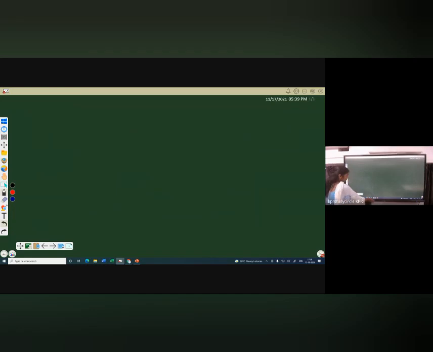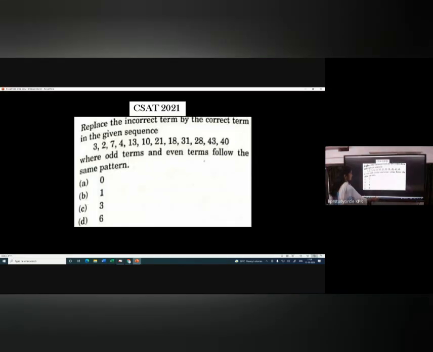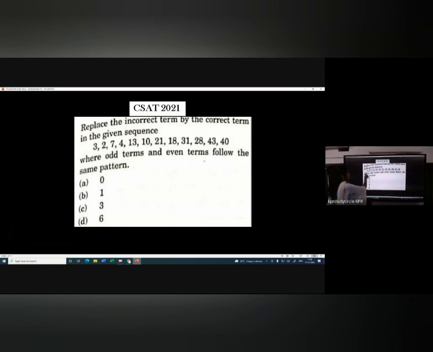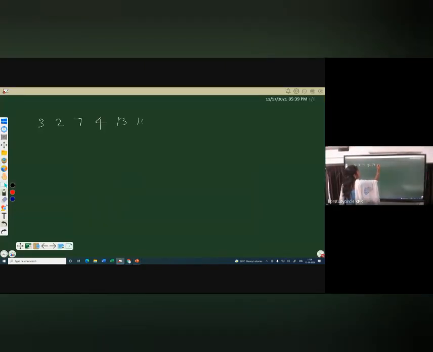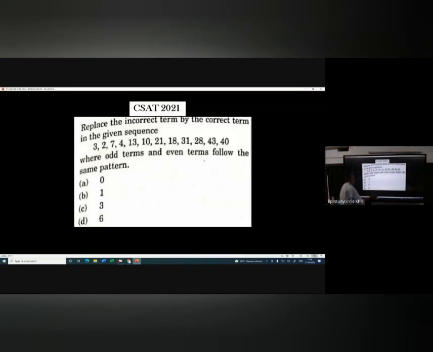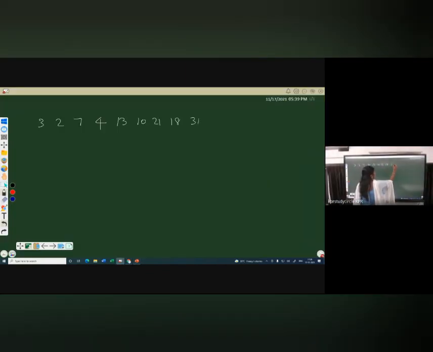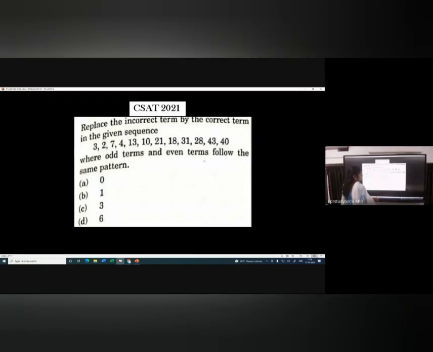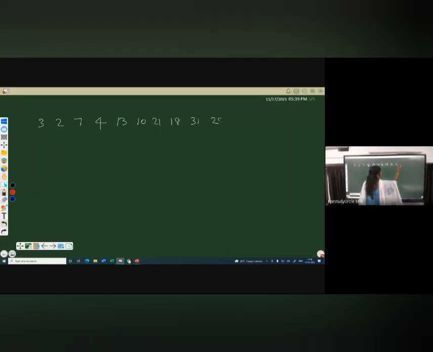You may know the series: 3, 2, 7, 4, 13, 10, 21, 18, 31, 28, 43, 40. They have already told us that odd terms and even terms follow the same pattern.